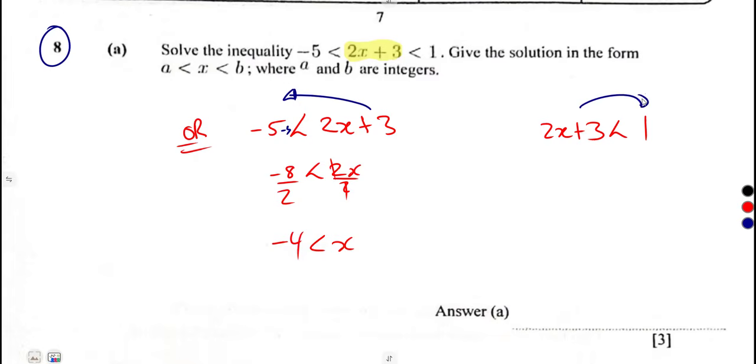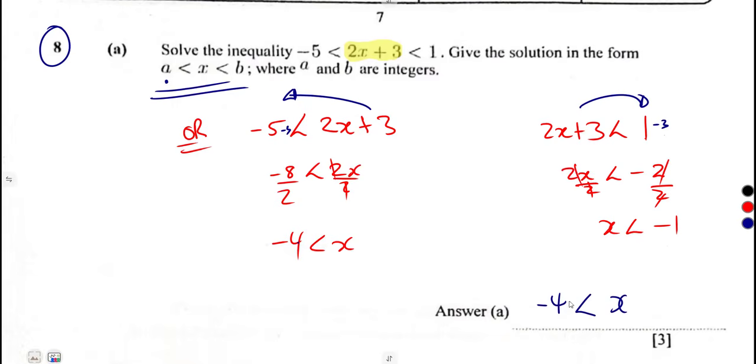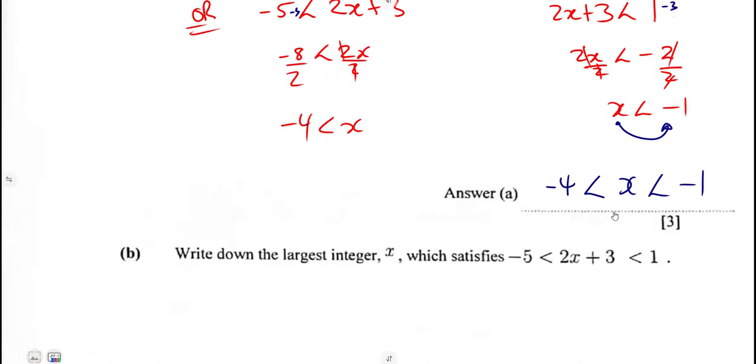The same thing, the 3 to the other side is going to be a negative 3. So 2x is less than 1 minus 3. That's negative 2, divided by 2. So x is less than negative 1. In this form, a is supposed to be the smaller value. Comparing minus 4 and minus 1, minus 4 is the smaller value. So x is greater than minus 4, but the same x is less than negative 1. So that is what you're given.